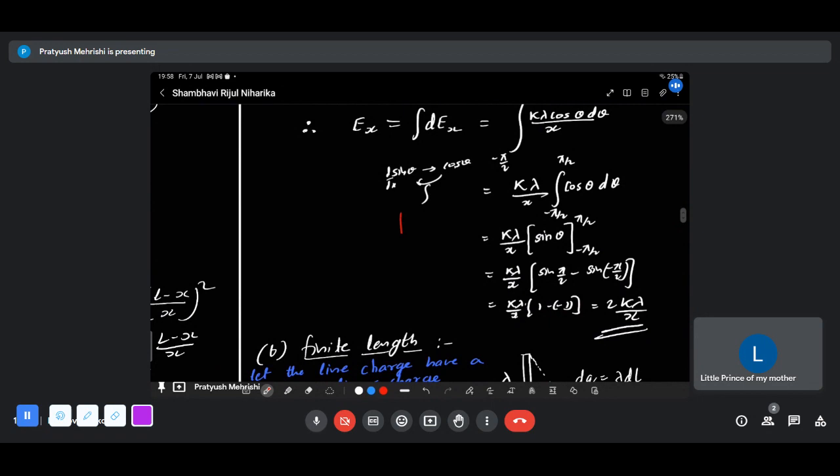Now integrate that. Integration of cos theta. We'll put the limits. Ultimately, we will get 2k lambda by x. This is the answer.